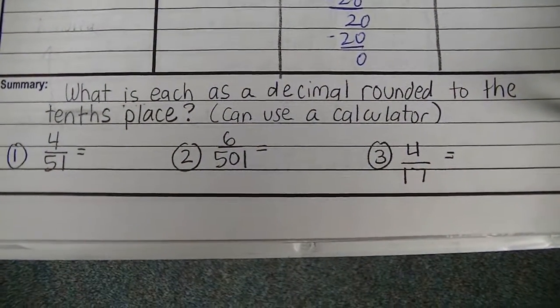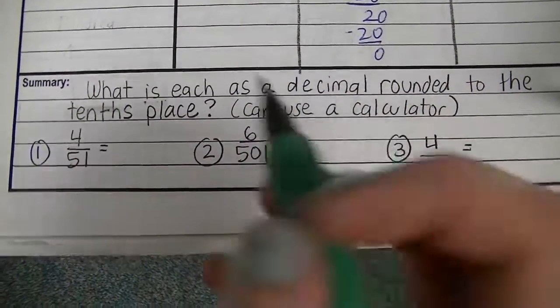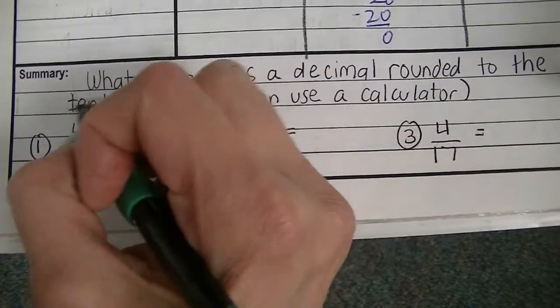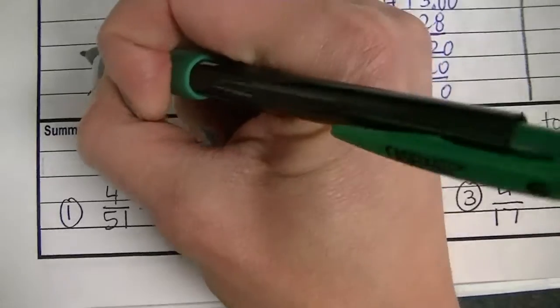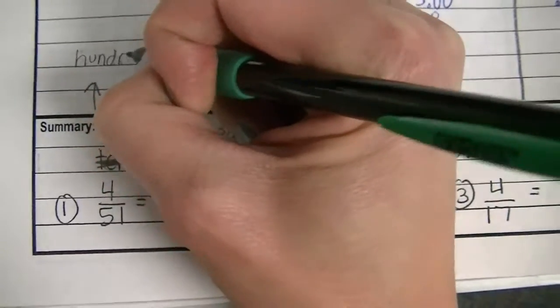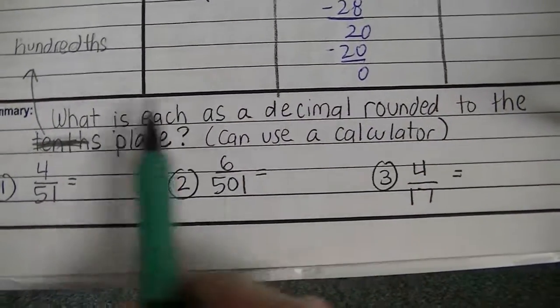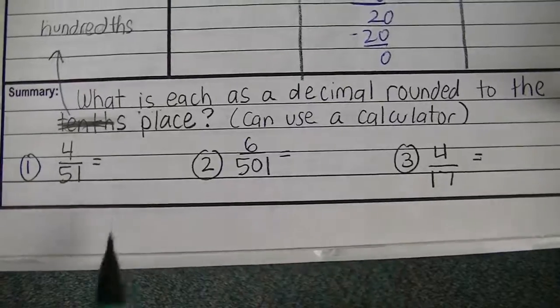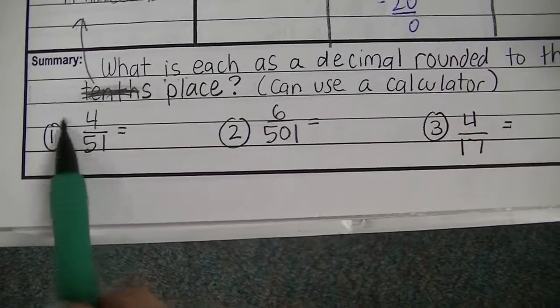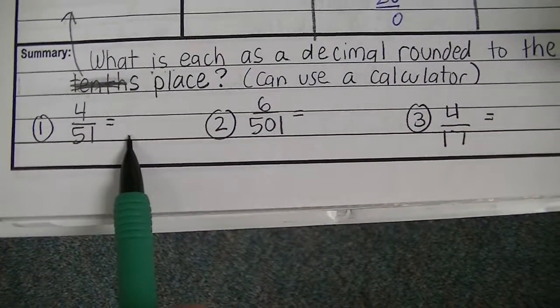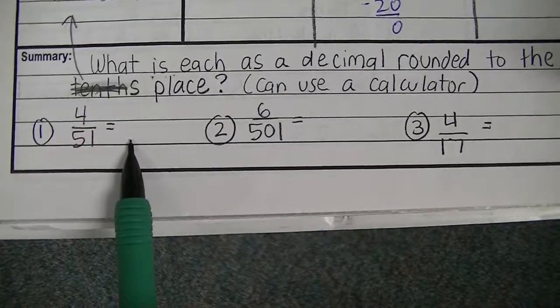All right, for your summary, there is a correction I want you to make before doing it. Please cross off the word tenths, and write hundredths instead. Your summary says, what is each as a decimal rounded to the hundredths place? And yes, you can use a calculator. When you get your decimal, make sure you round it to the hundredths place.